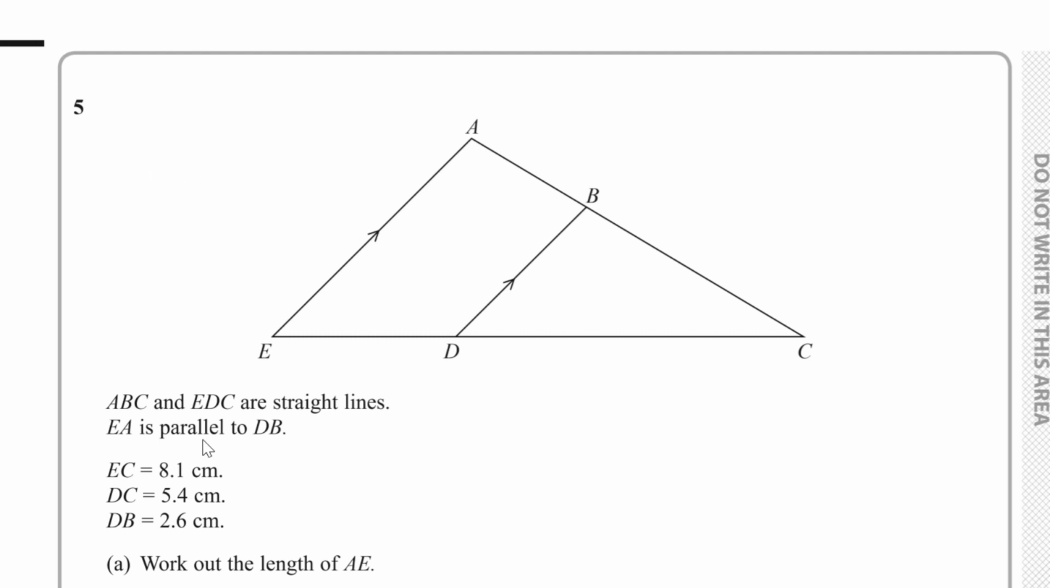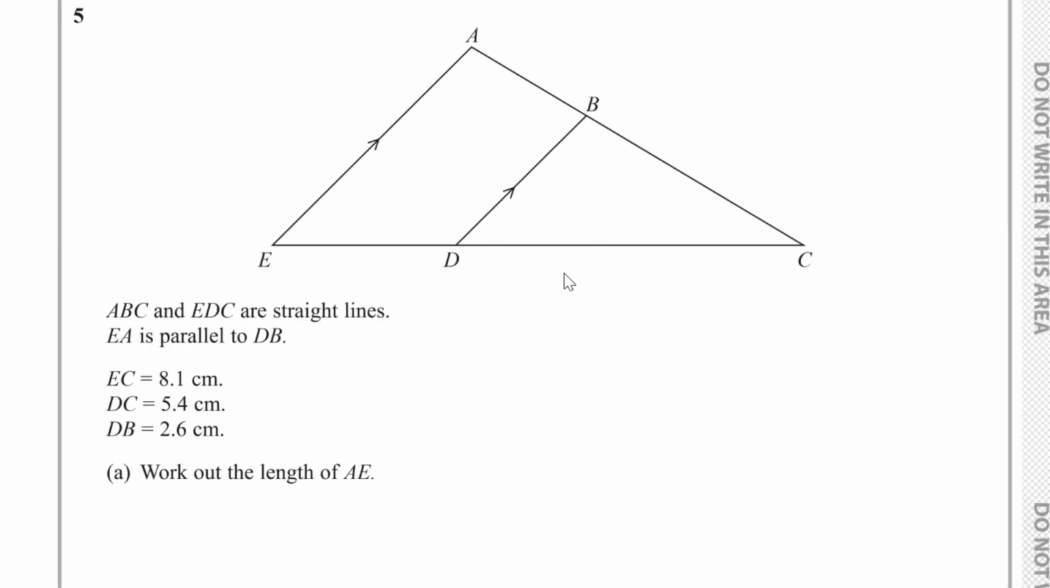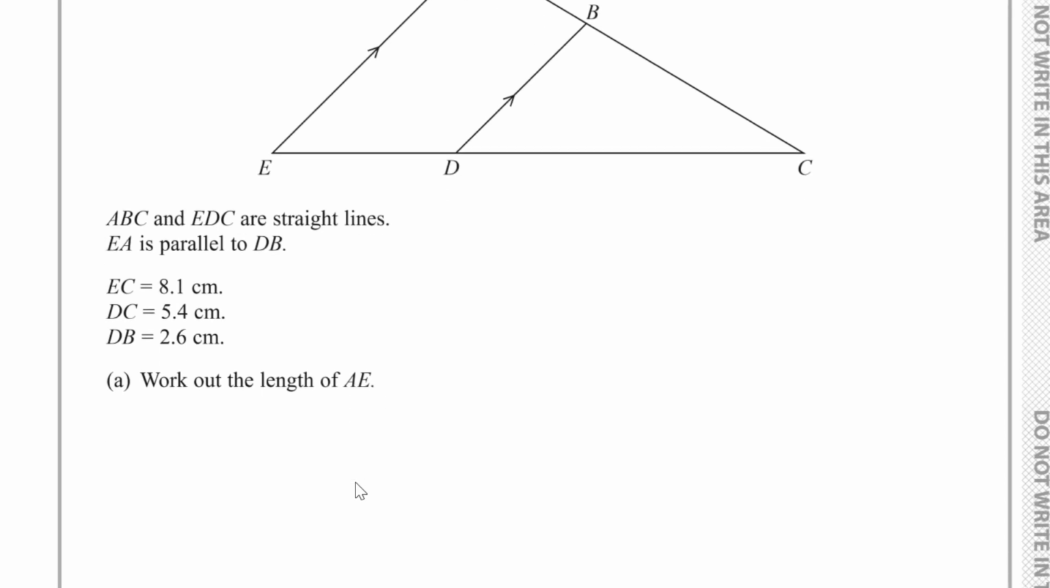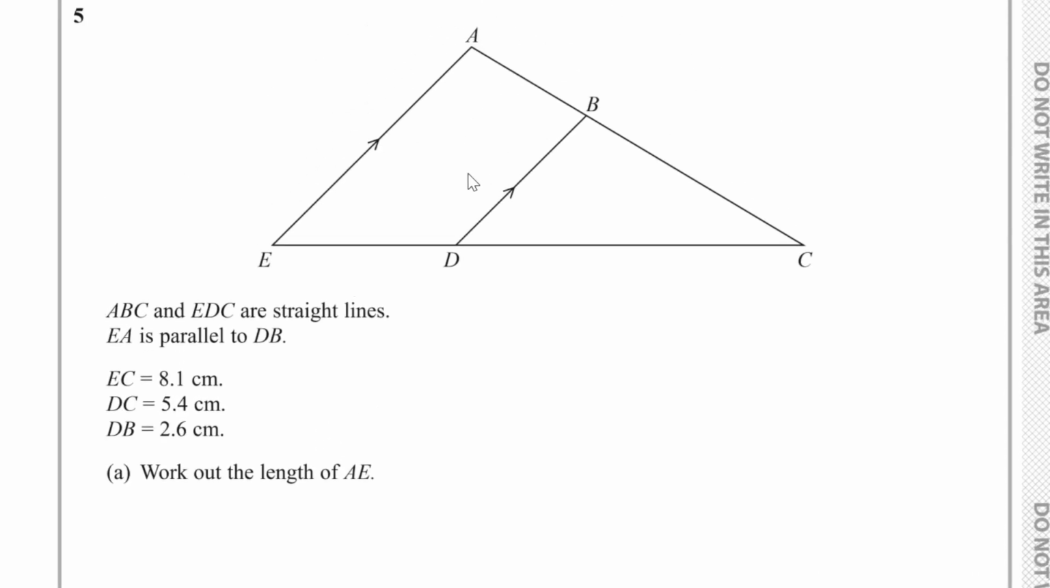Question number 5. ABC and EDC are straight lines. EA is parallel to DB, EC is 8.1 centimeters, DC is 5.4 centimeters, and DB is 2.6 centimeters. We have to work out a length of AE. Now to do this, first of all you need to recognize that ABC and EDC are similar triangles.